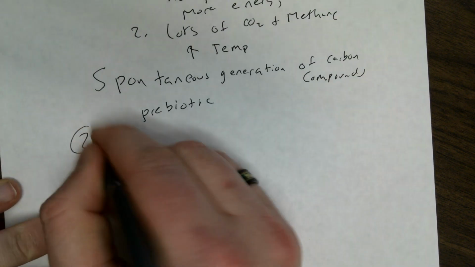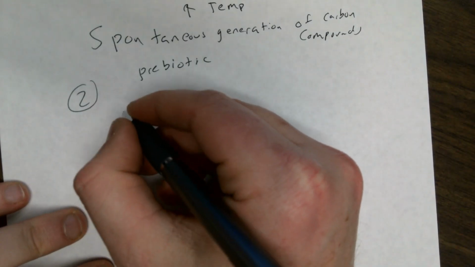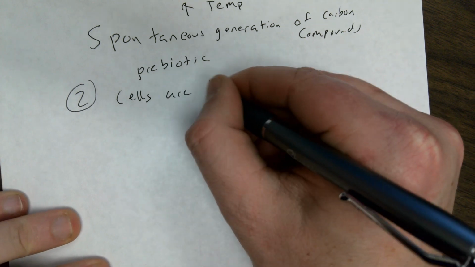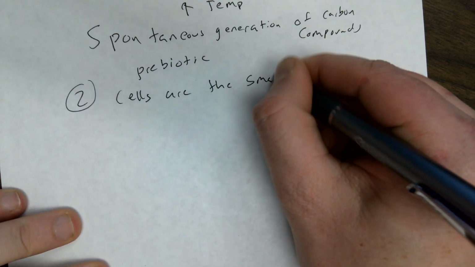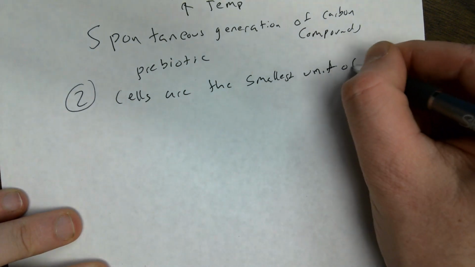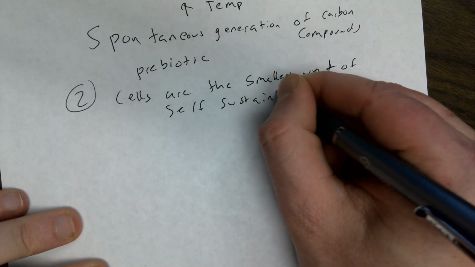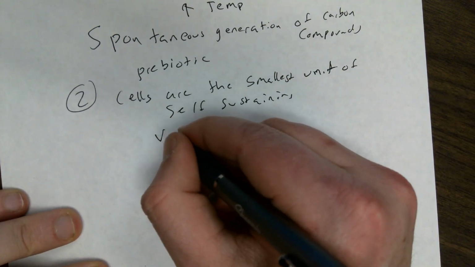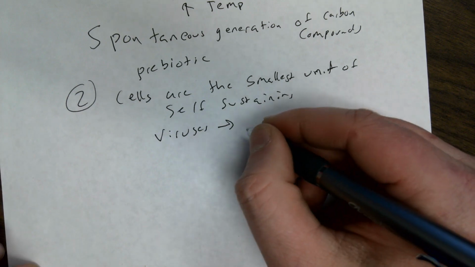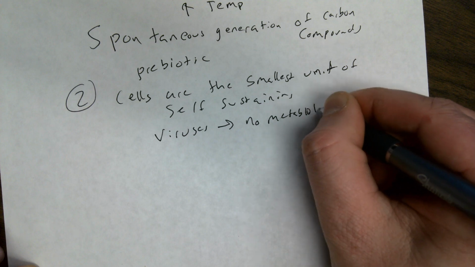So standard 2 is a review from another section. I'm not sure why it's its own standard, but cells are the smallest unit of self-sustaining life. And remember, viruses do not meet this definition because they don't do all the functions of life. They have no metabolism or reproduction.